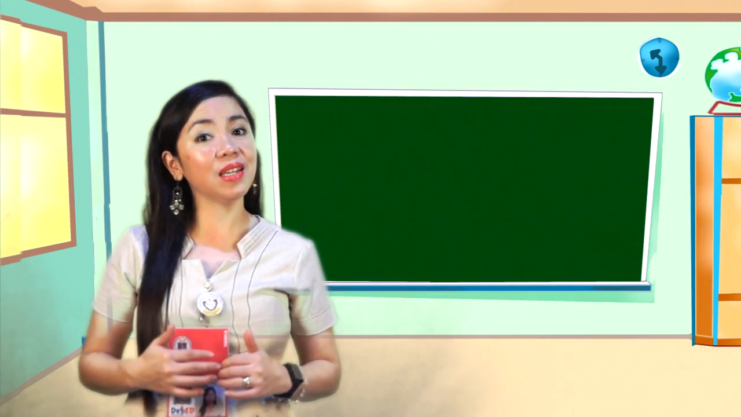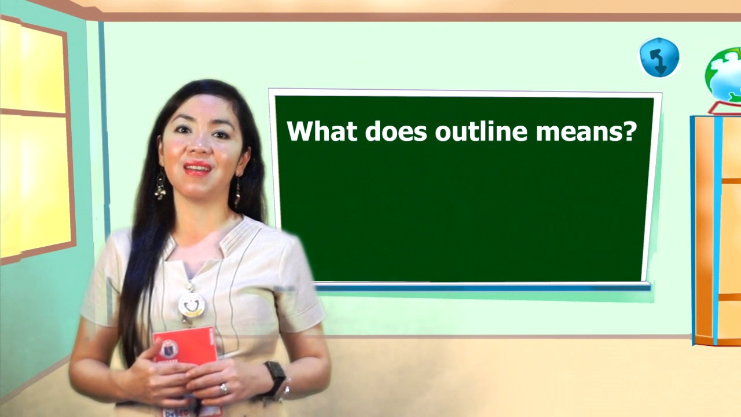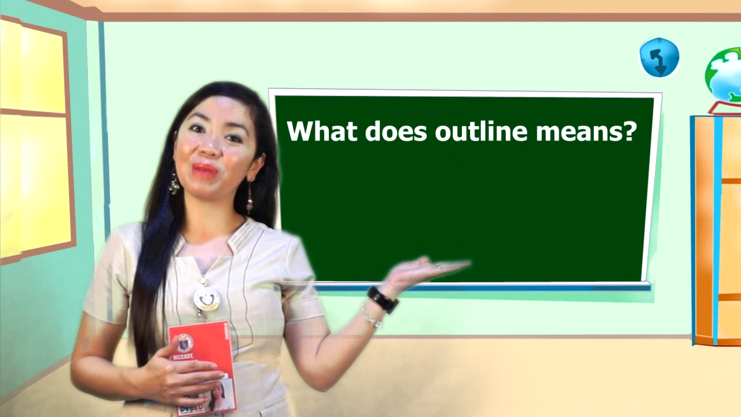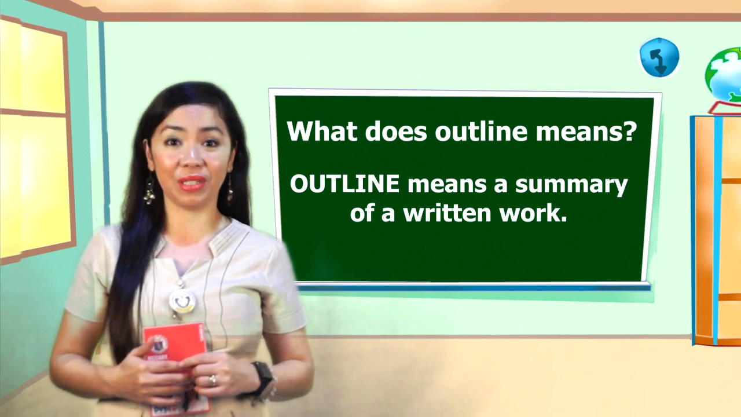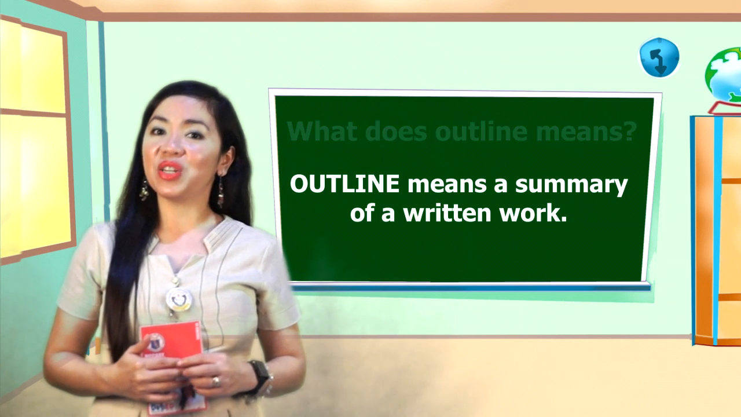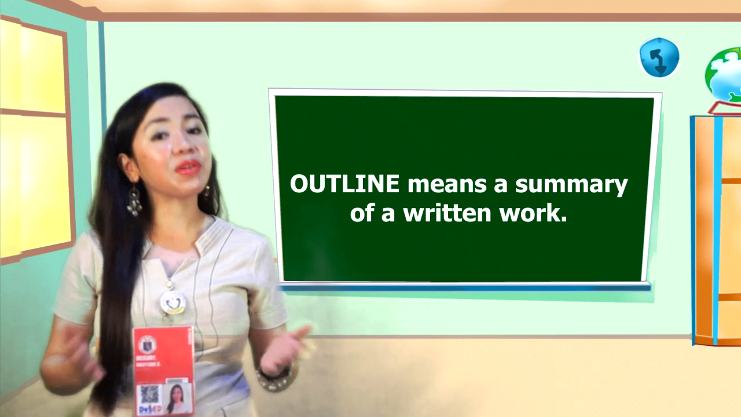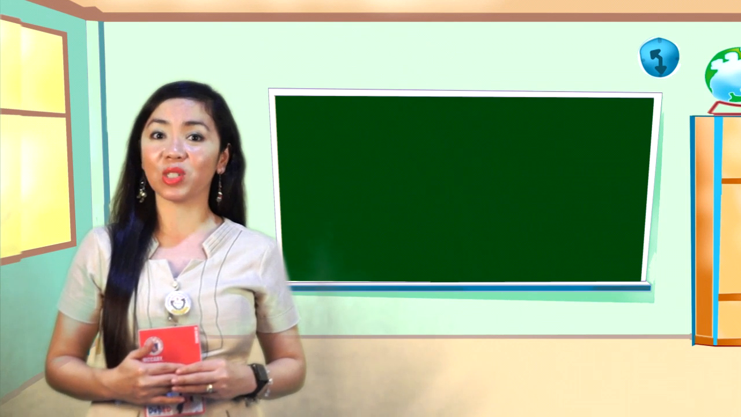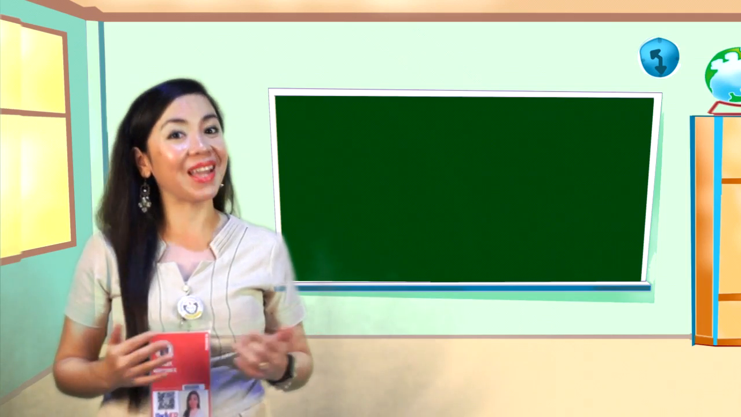What is your idea when you hear or read the word outline? According to Merriam-Webster Dictionary, an outline is a summary of a written word. In writing an outline of a certain topic, it is very important to know the sources of information and to recognize them. Am I right?